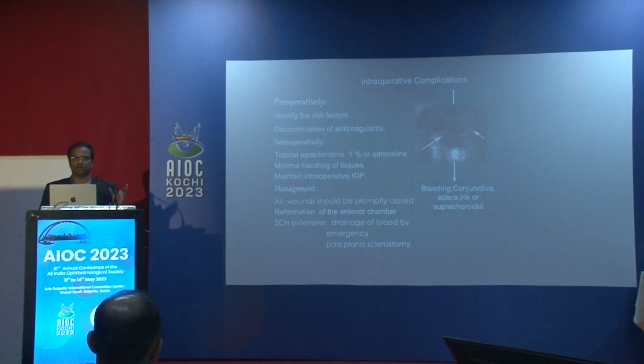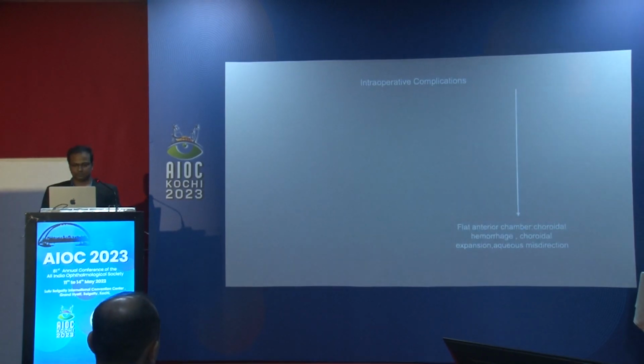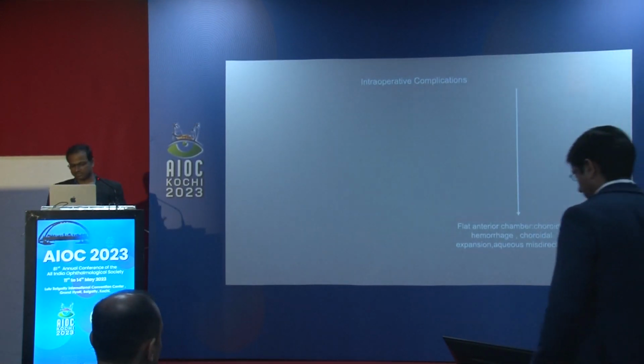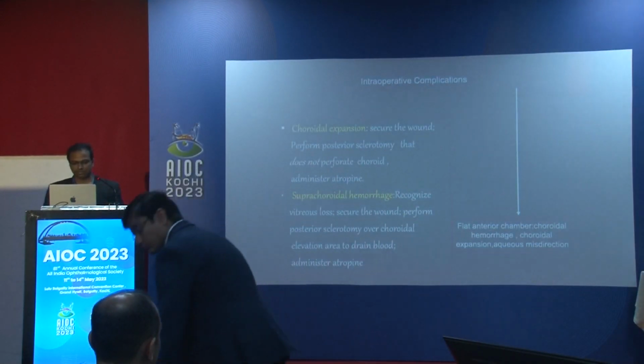Once a suprachoroidal hemorrhage is suspected, we have to close all the wounds immediately and try to form the AC. A flat chamber can happen in suprachoroidal hemorrhage, and in such a case, management is sealing all the wounds completely.